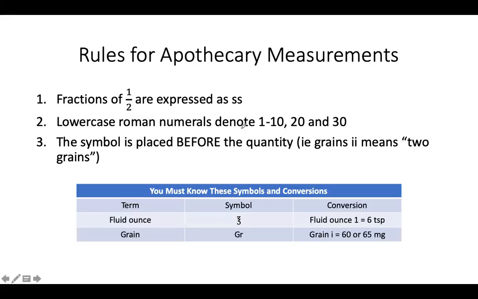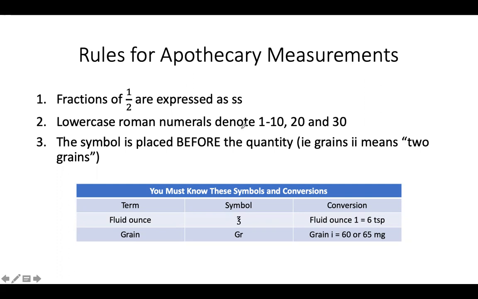This lecture covers apothecary measurements. Apothecary measurements were used way back when in medicine to measure dosages for medications. It's not likely that you'll encounter them in medicine these days, but it's always important to know how to work with them in case you do. So there are several rules for working with apothecary measurements.